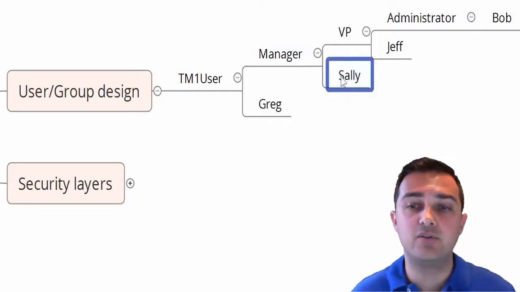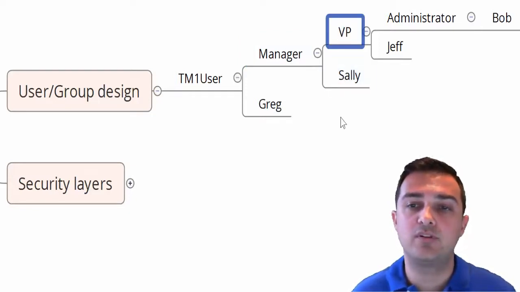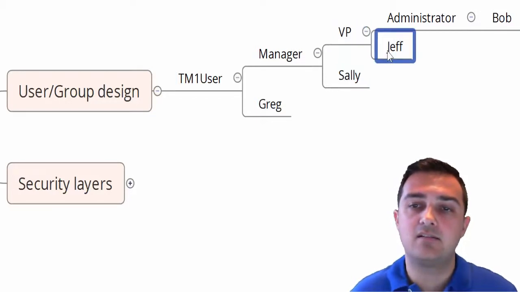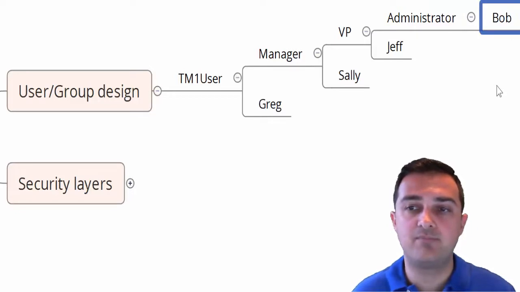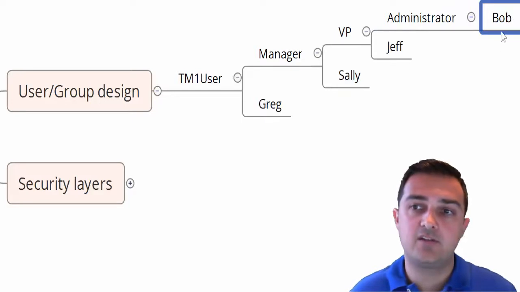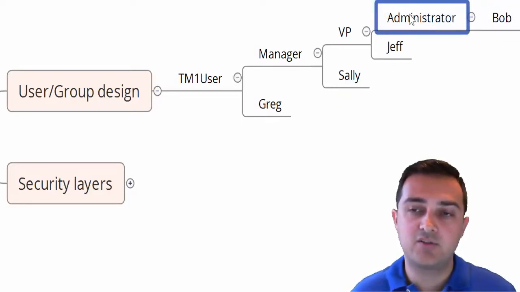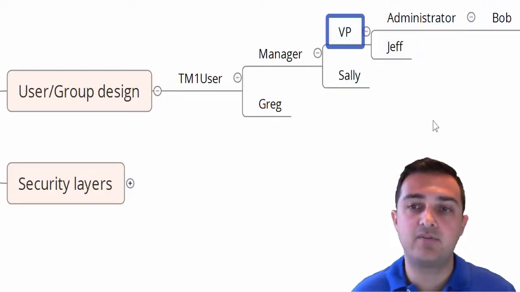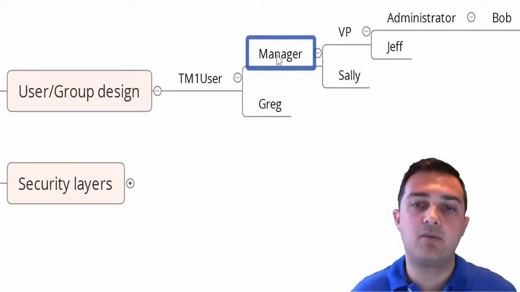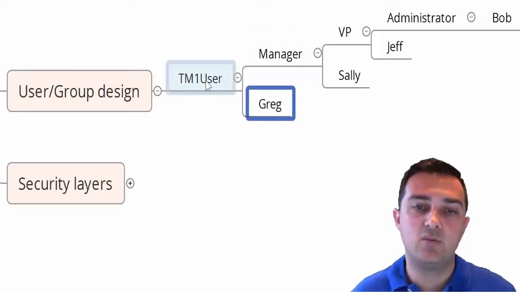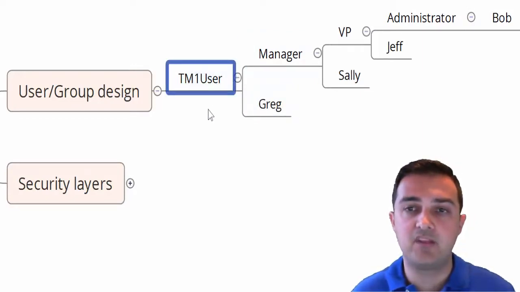Managers are made up of our user Sally and our group VP. And VP is made up of our user Jeff and our group administrator, and then administrator only has one user named Bob. As you follow this membership, think about it from right to left. Bob is an administrator. Administrators and Jeff can see what VPs can see. VPs and Sally can see what managers see. Managers and Greg can see what TM1 users see.